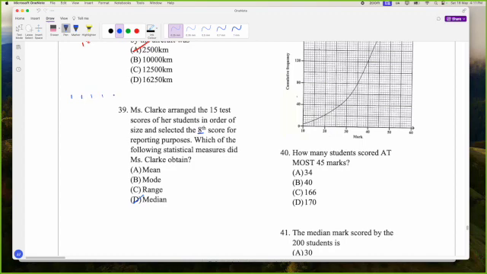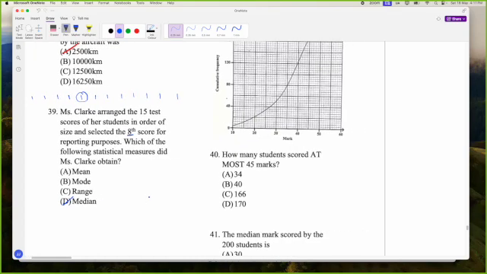1, 2, 3, 4, 5, 6, 7, 8, 9, 10, 11, 12, 13, 14, 15. So 15 test scores: 1, 2, 3, 4, 5, 6, 7, 8. This is the one in the middle. You should have 1, 2, 3, 4, 5, 6, 7 on either side. Yes, so it will be the median, the one smack in the middle.